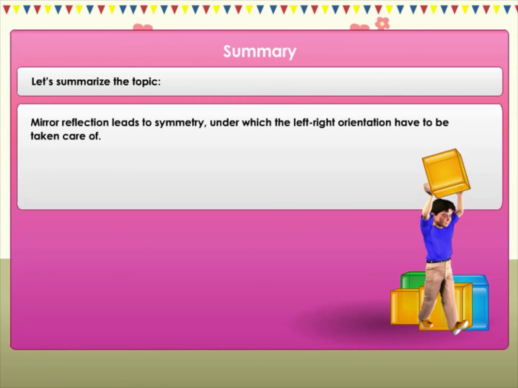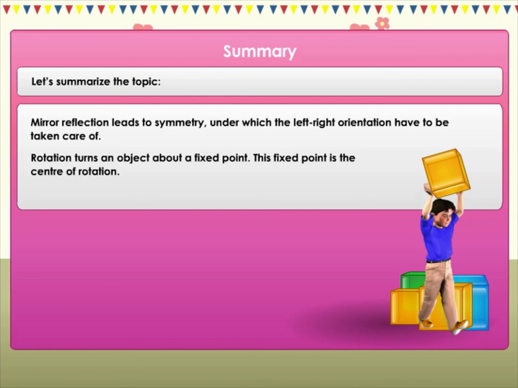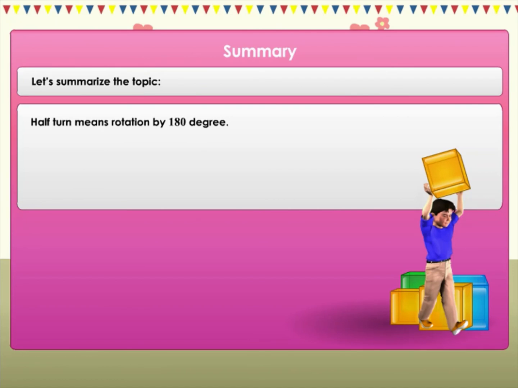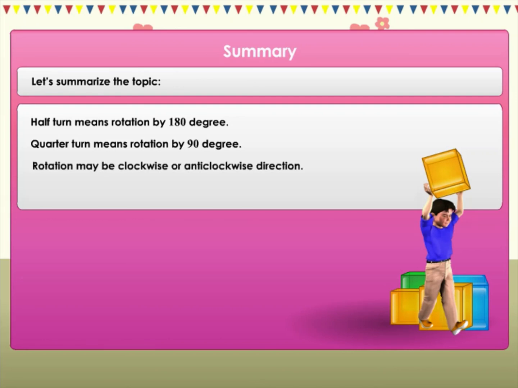Mirror reflection leads to symmetry, under which the left-right orientation has to be taken care of. Rotation turns an object about a fixed point. This fixed point is the center of rotation. One full turn means rotation by 360 degrees. Half turn means rotation by 180 degrees. Quarter turn means rotation by 90 degrees. Rotation may be clockwise or anti-clockwise. The shape or image can be rotated and it still looks the same.